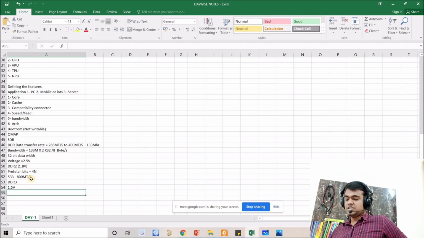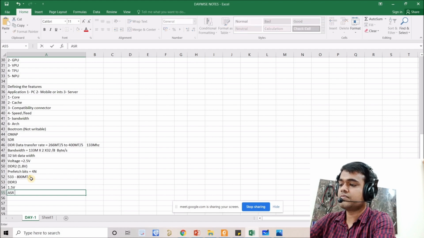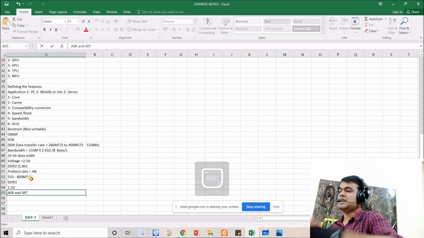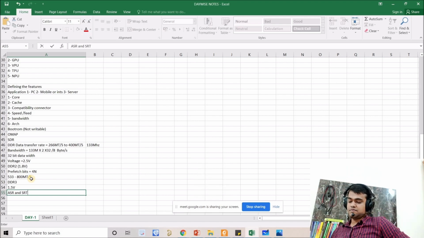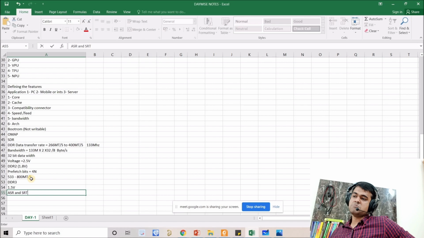Okay. Apart from reducing the voltage, they've also added a few features on the SoC itself, and that is ASR and SRT. Sometimes people ask those during the interviews and all. So that's why I'm discussing this. So what is ASR? As its name says, it is automatic self refresh, right? So why do we basically refresh a particular memory?